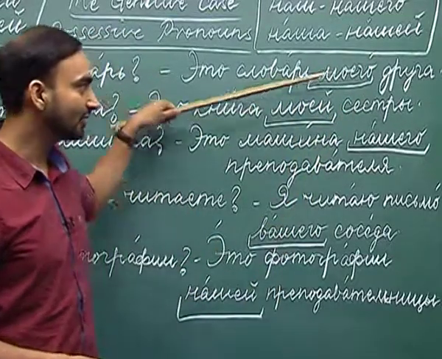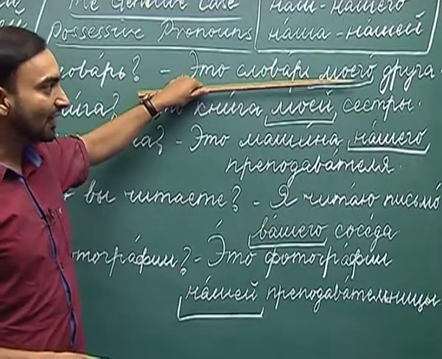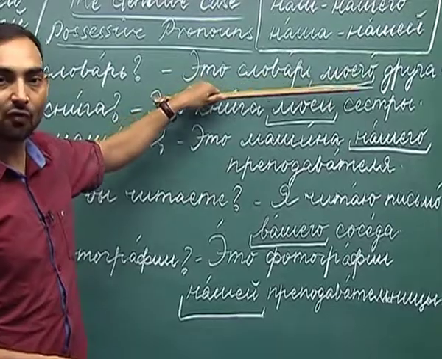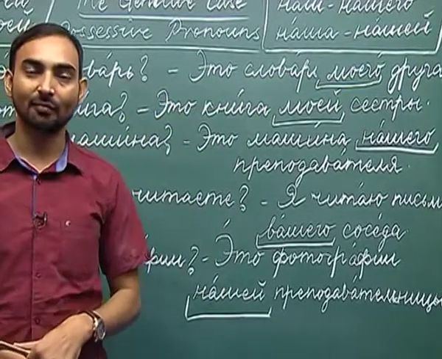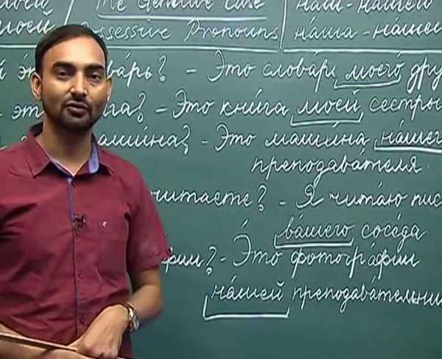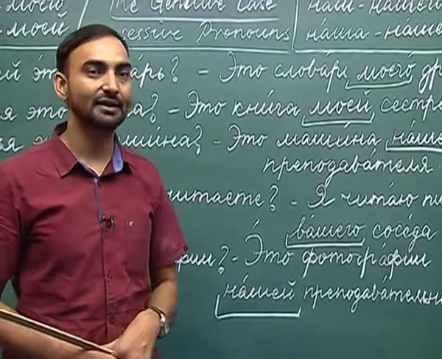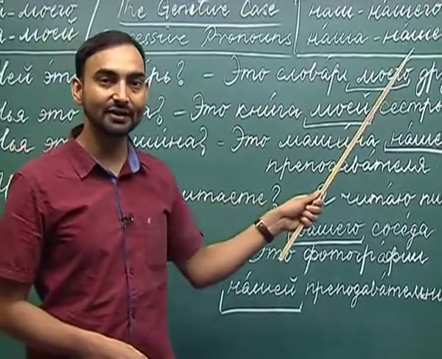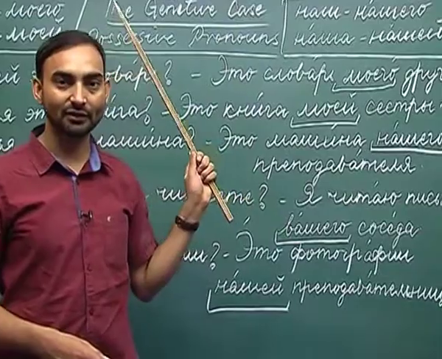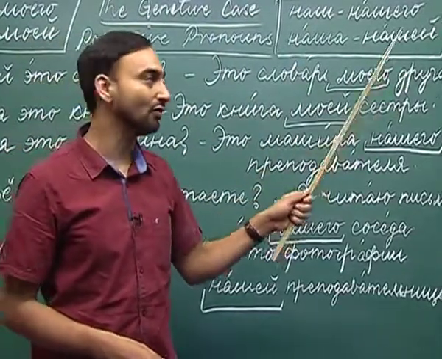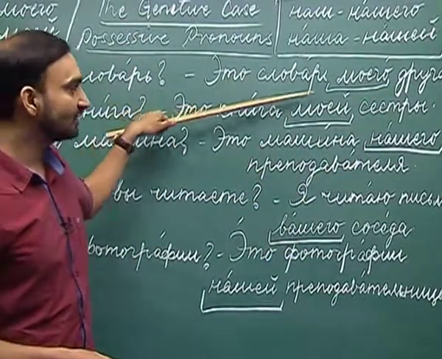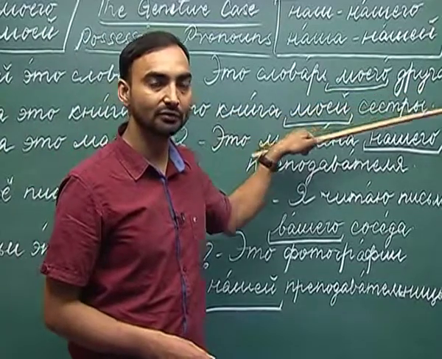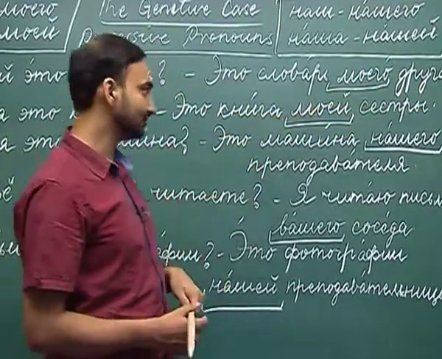So, here you can see мой has changed to моего. So, the nominative case form of мой changes to моего in the genitive case. So, masculine form мой changes to моего. Это словарь моего друга. This is my friend's dictionary.